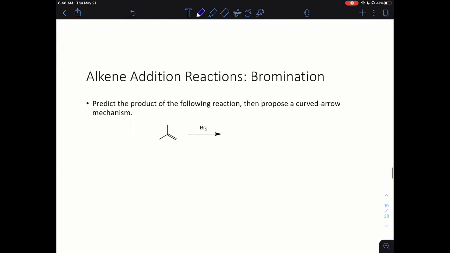So given that information, let's predict the product of this reaction and then propose a curved arrow mechanism. Whatever you came up with is great. What we can say for sure is that the two carbons of the alkene are going to make two new bonds. And to what atoms those bonds are made, maybe we have a hard time figuring out right now. So let's just get started and we'll figure it out.